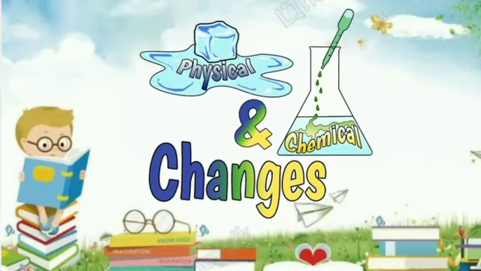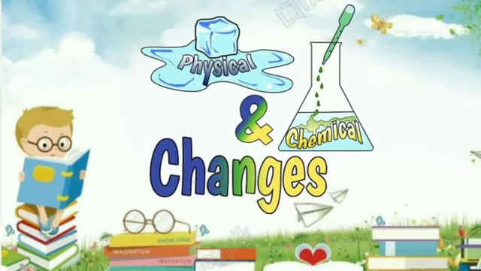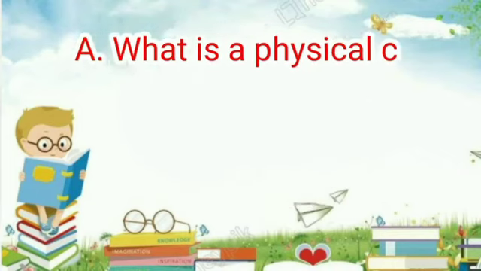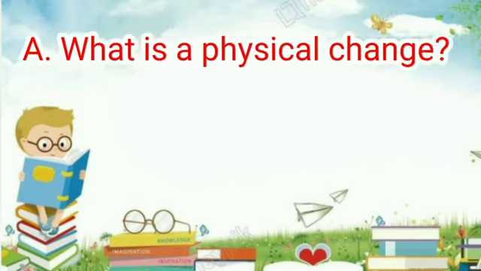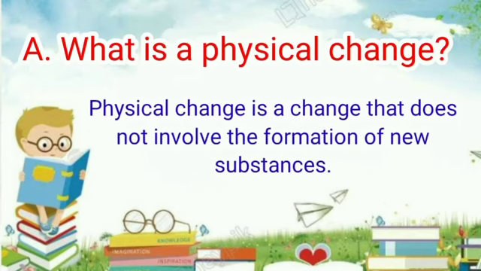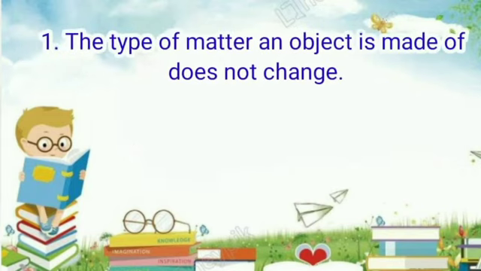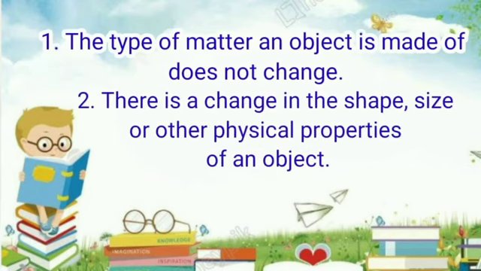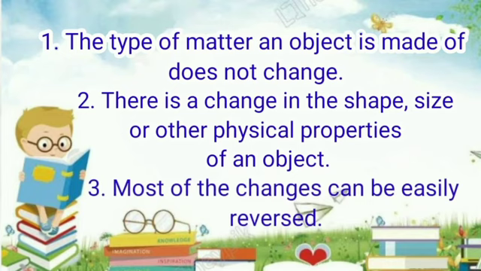Today, we will find out physical and chemical changes in matter. What is physical change? Physical change is a change that does not involve the formation of new substances. The type of matter an object is made of does not change. There is a change in the shape, size, or other physical properties of an object. And most of the changes can be easily reversed.